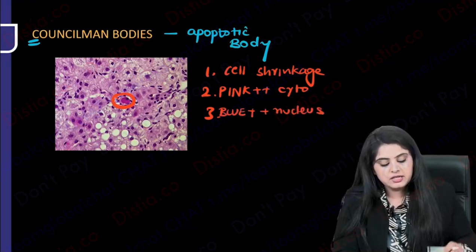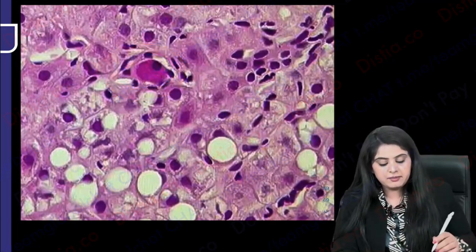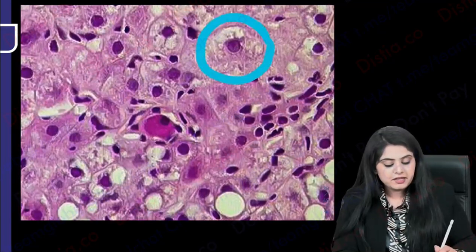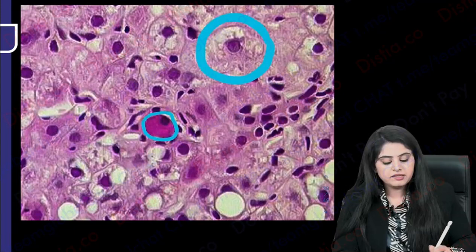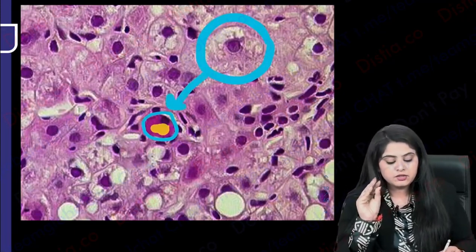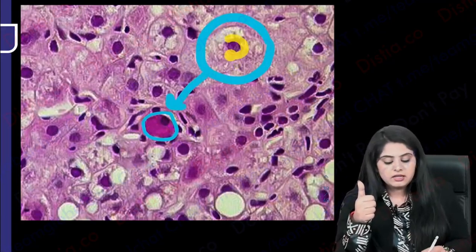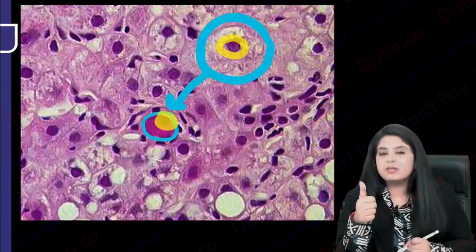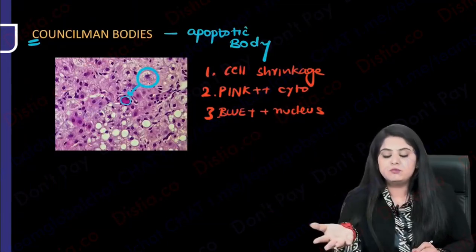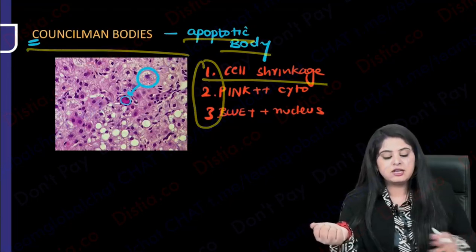Let us label it. Look at any normal cell. First, let's look at this hepatocyte. It's pretty big. If I compare this Councilman body, what has happened to the size? The size has become small. Look at the color of the cytoplasm, very, very pink. Compare, very, very pink. Look at the color of the nucleus. The nucleus has also become very, very blue. So every color is becoming more pink, more blue, and the size is becoming less. That is an apoptotic body known as a Councilman body.